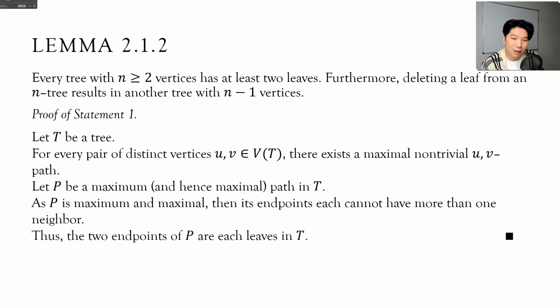thus those two endpoints are each leaves in T. So this guarantees that no matter what tree I draw, as long as I have at least 2 vertices in my tree, there exist at least 2 leaves. And I want to emphasize the words at least. There could be 3 leaves, 4 leaves, however many that you want.